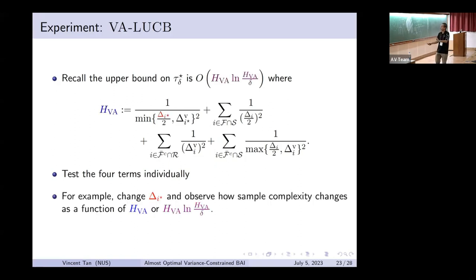For example, we want to change delta I star, which appears here in red. And we want to observe how the sample complexity changes as a function of the hardness parameter, or more precisely, log of the hardness parameter divided by delta, which is what is predicted by the theory. So when we change this, and if we plot the sample complexity, the stopping time, against this quantity, we should see a straight line. Okay, because that's what the theory predicts.